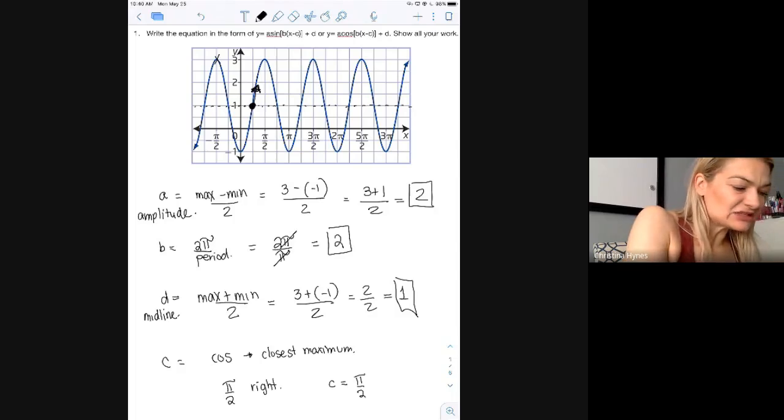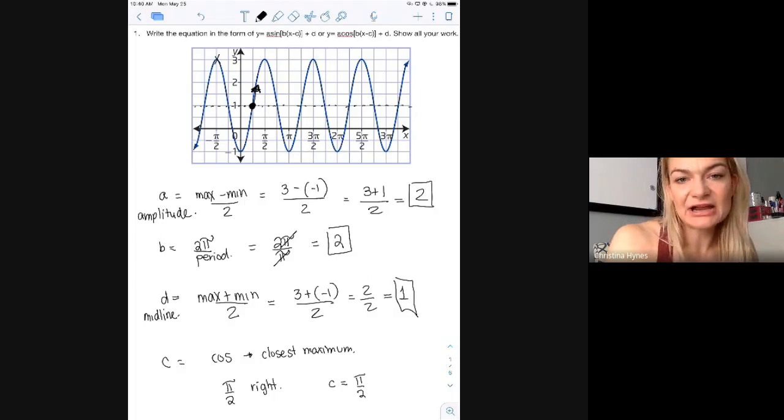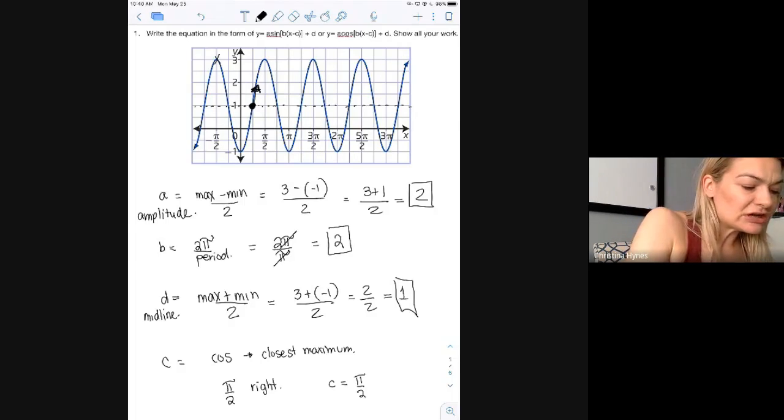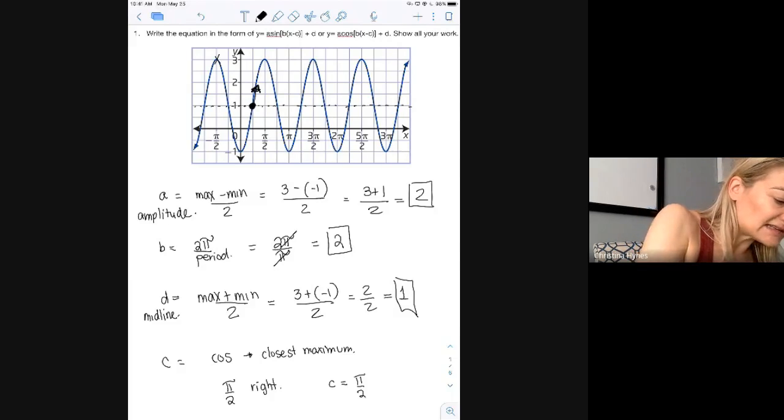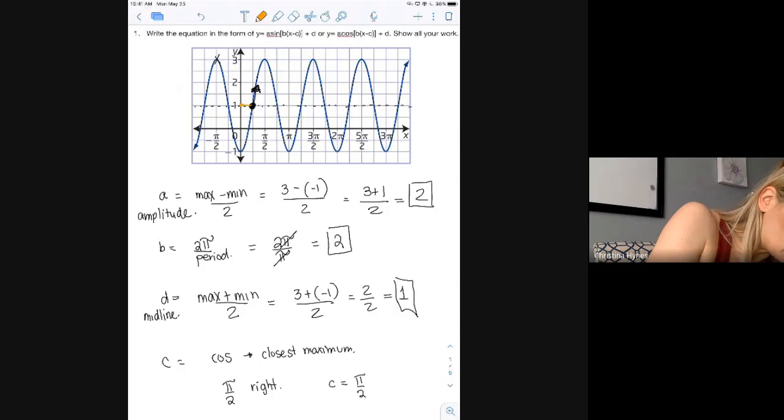So I can't use this point. This point cannot be used because if you look, it's going down from that midline. So that is not an accurate one. You want to choose where you're at the midline and going up. So this is what should have been on the y-axis. It moved from the y-axis to this location right here.